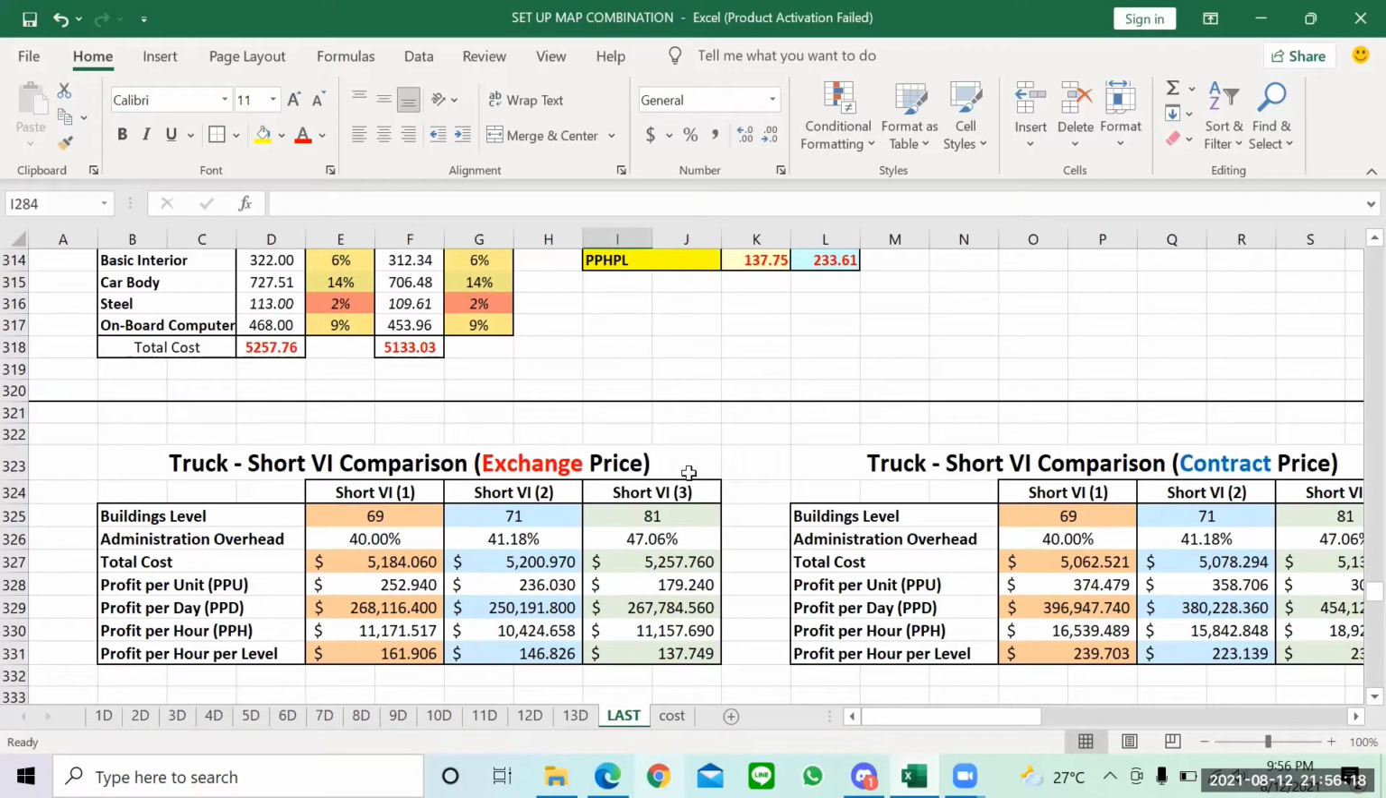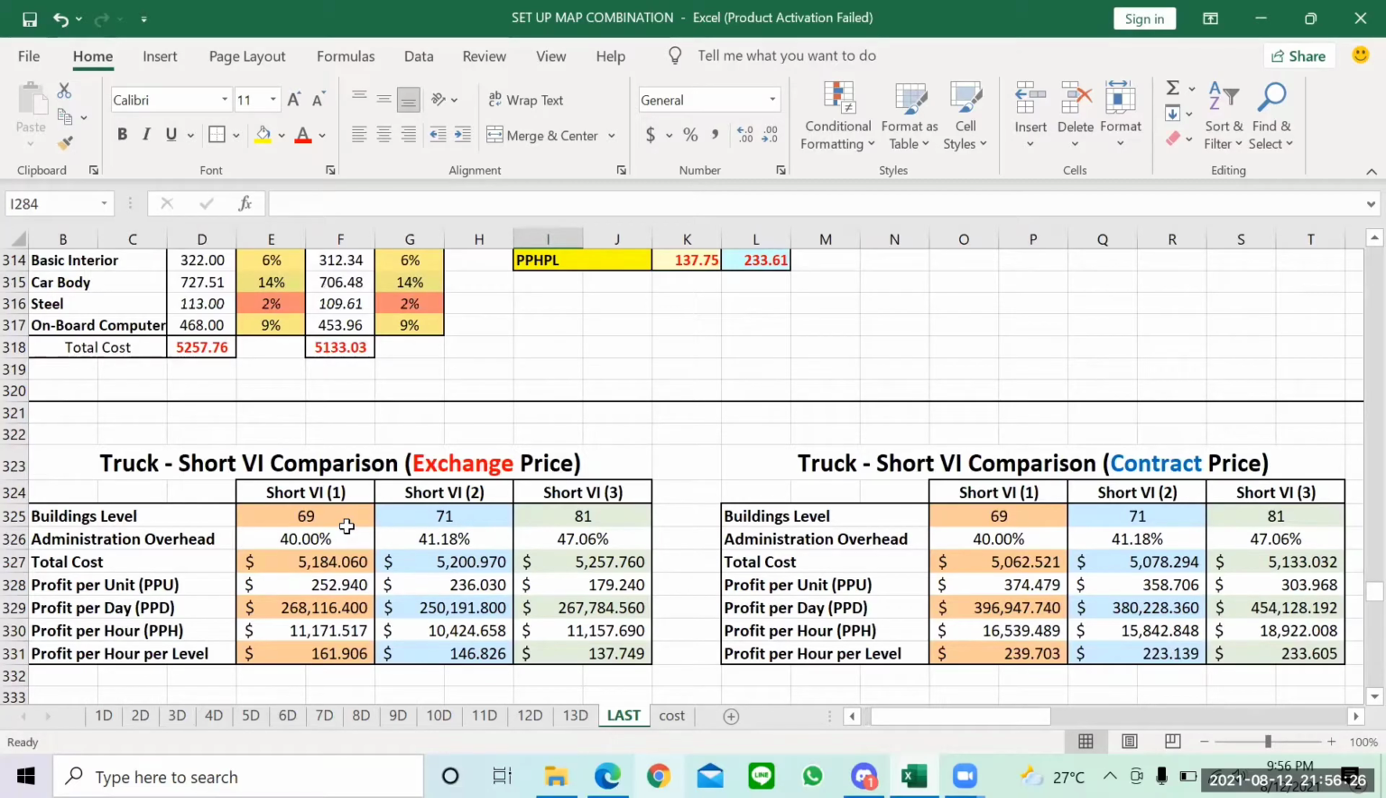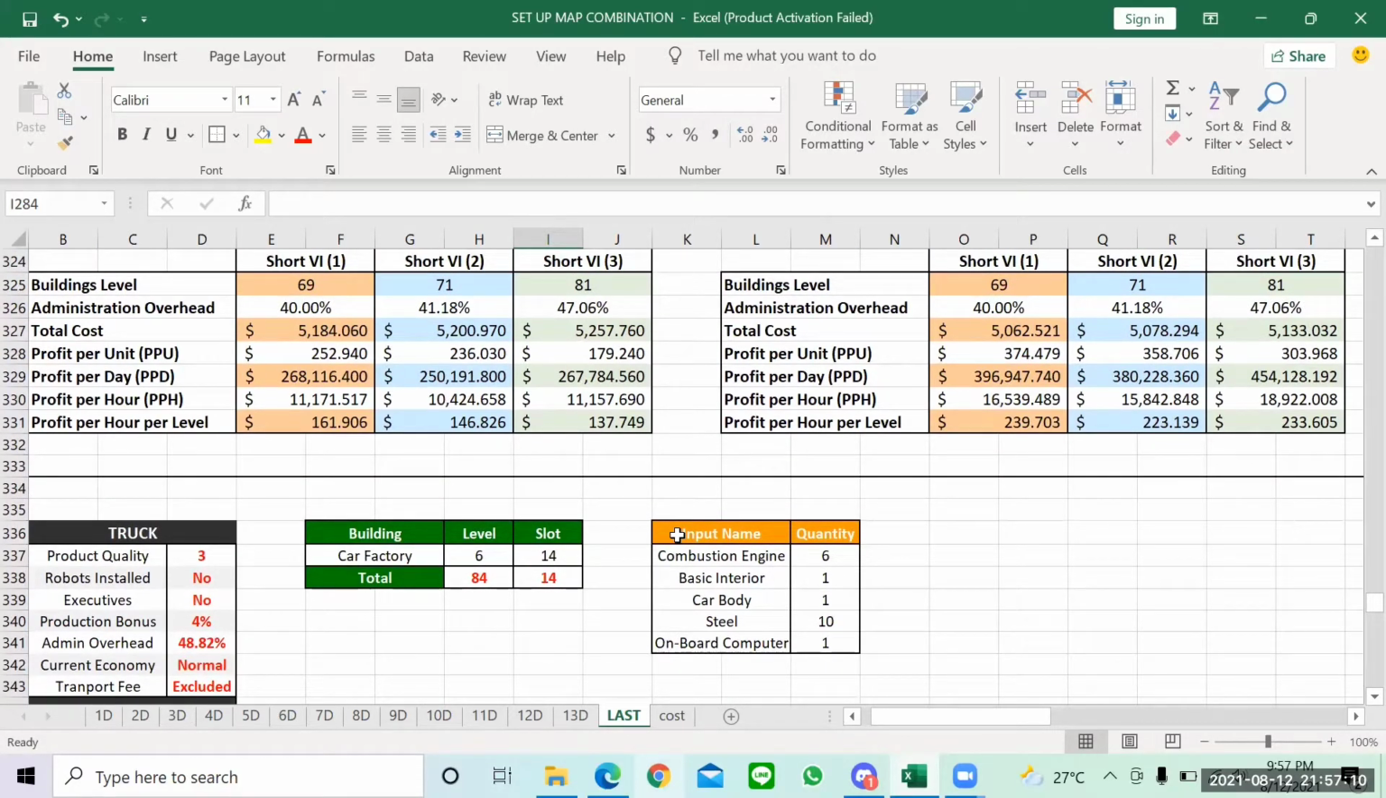And now let's see the short vertical integration comparison. Okay. For the buildings level, the highest is the third short vertical integration, but the profit is really huge on the first short vertical integration. But the profit per unit is not quite high, because if we are comparing the short with the long, it's much different. So I think the best one for now is the first short, and the second long.